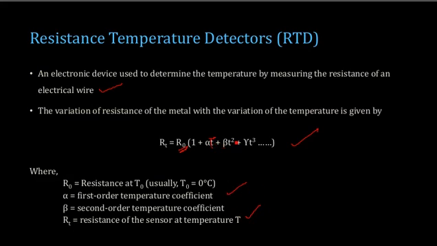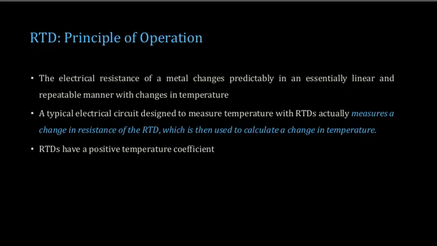This can be taken as capital T. So with the change in temperature, how the resistance is varying is given by this equation. Now the principle of operation of RTD is very simple. The resistance of the metal changes in a very linear as well as repeatable manner when temperature varies. An RTD, or resistance temperature detector, measures a change in resistance when temperature varies. Once you have a variation in temperature, the resistance increases, and that effect is recorded as a variation in resistance.